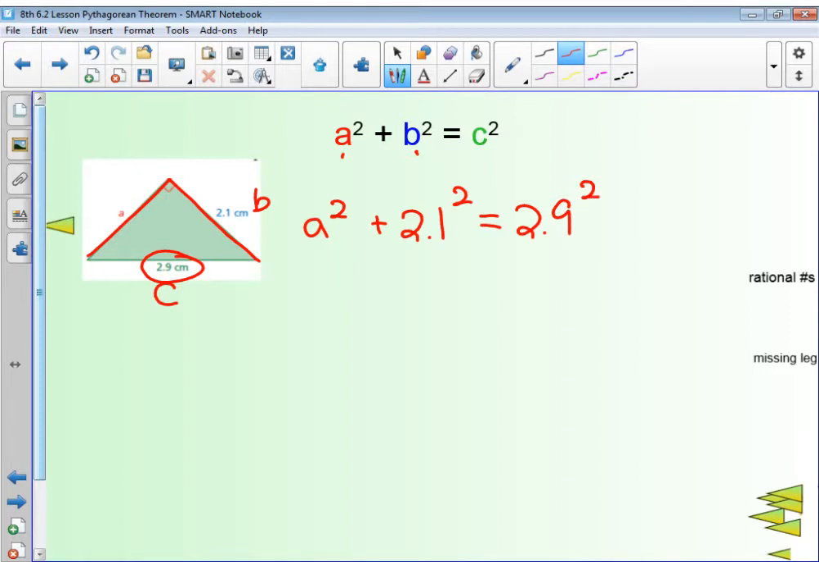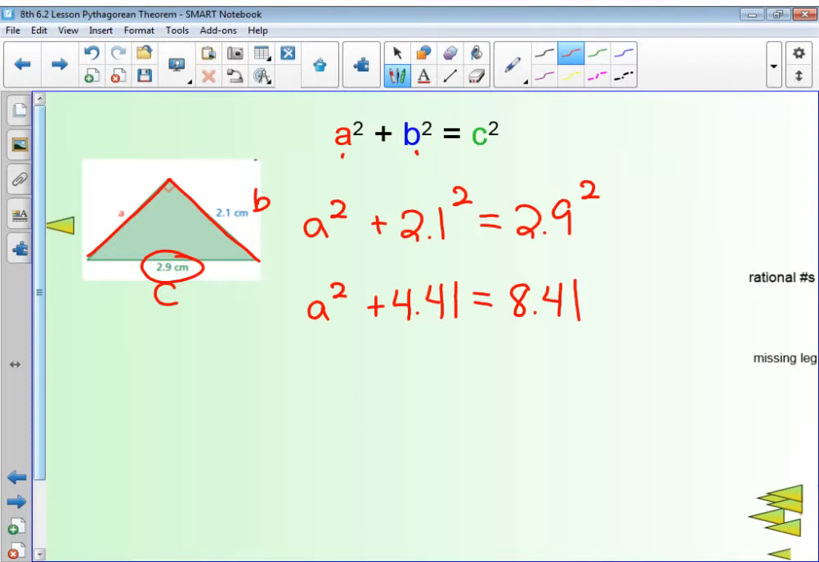Okay, so now we're going to go ahead and simplify. I can't simplify any further the A squared right now. So now on my calculator, 2.1 squared gives me plus 4.41 equals 2.9 squared, which is 8.41.